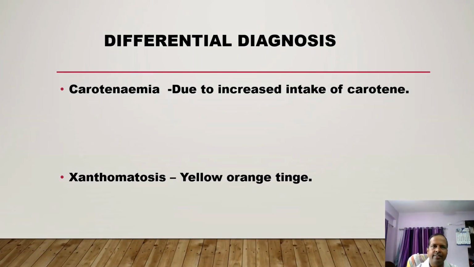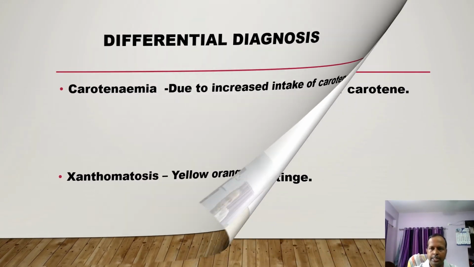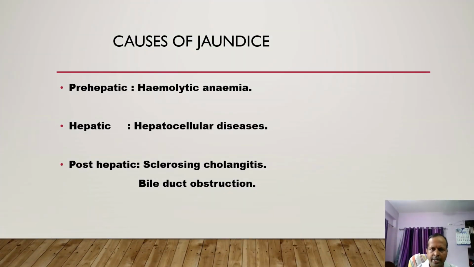Now coming to the differential diagnosis of a case of jaundice. It is carotenemia due to increased intake of carotene in diet, and it may be due to xanthomatosis, where a yellow-orange tinge is seen on examination. Then what are the broad categories of causes of jaundice? It is prehepatic, hepatic and post-hepatic. Prehepatic mainly includes hemolytic anemia, and any hemolysis may be due to ABO incompatibility, RH incompatibility, or certain enzyme deficiencies like G6PD. These are under the prehepatic category.